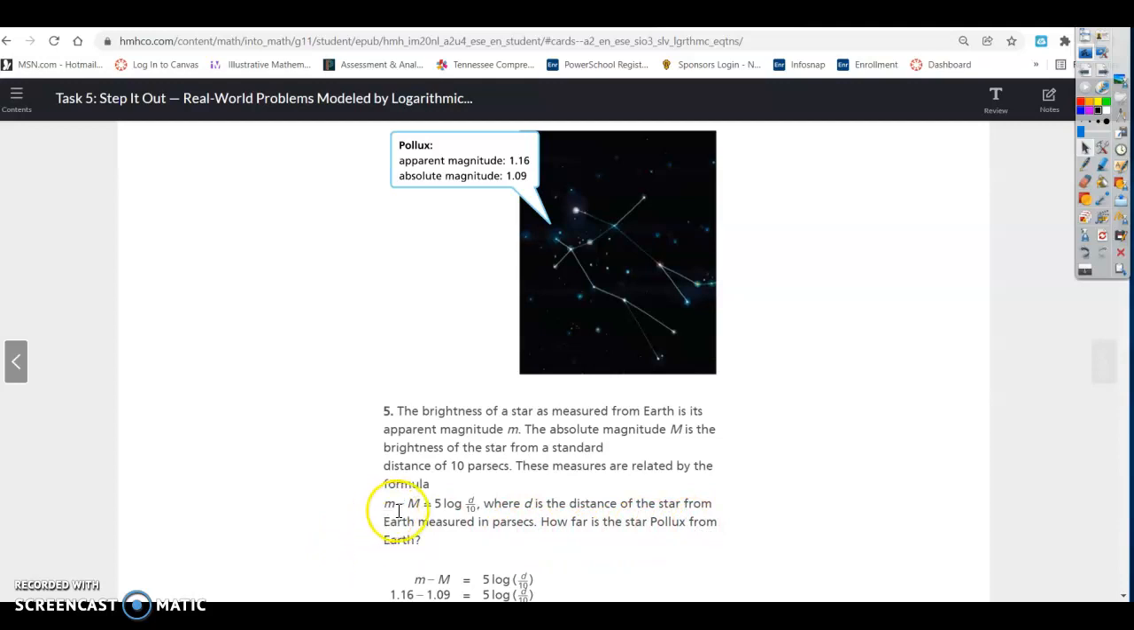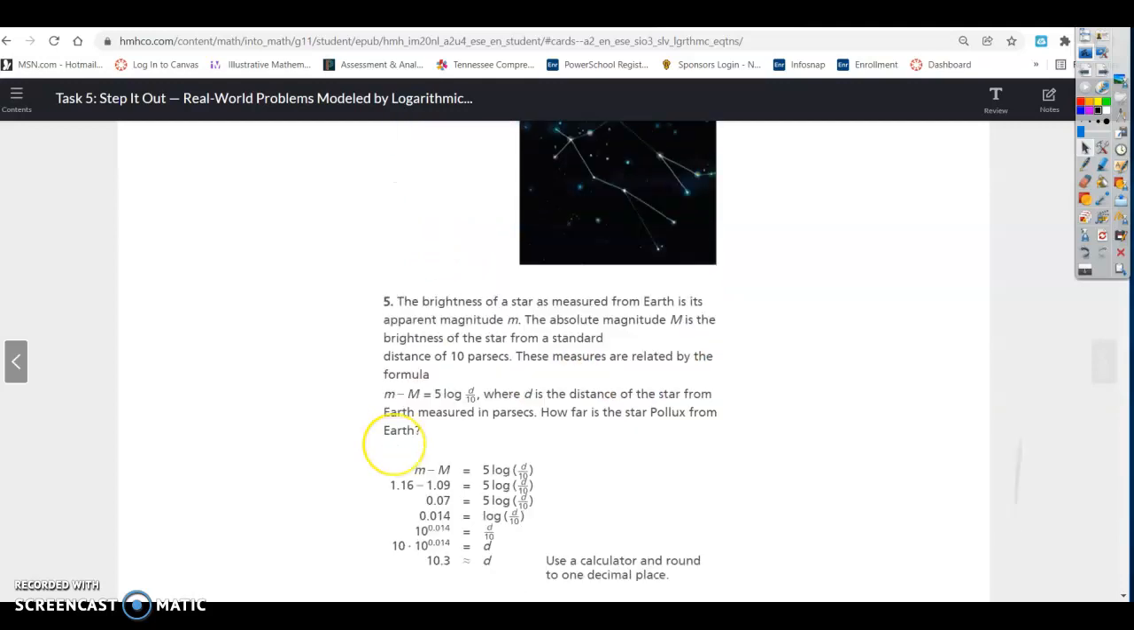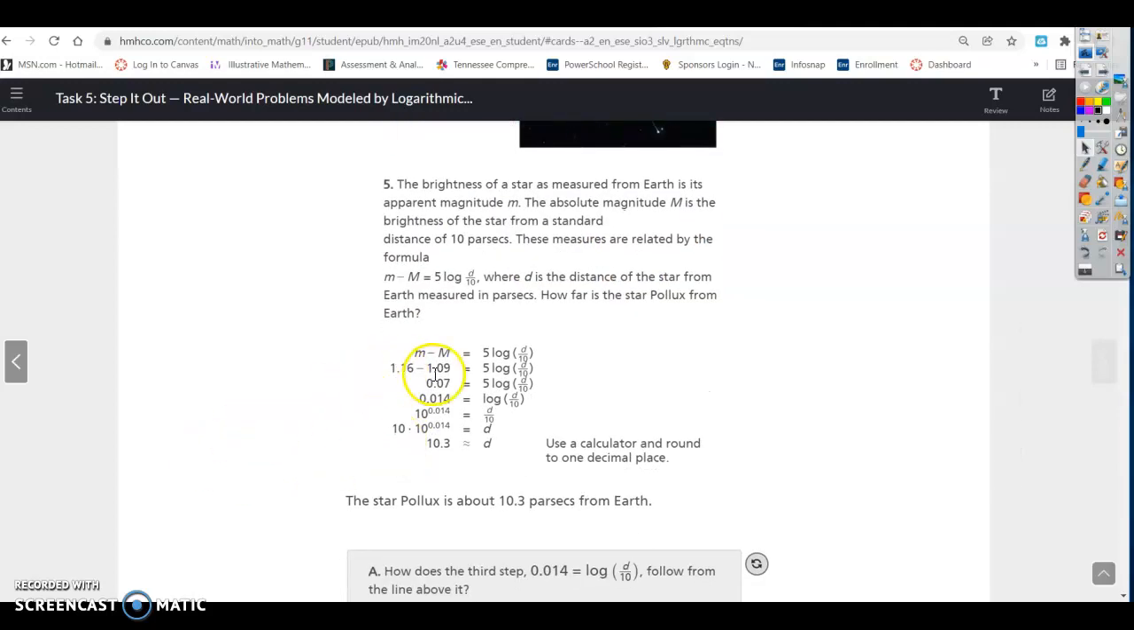All right, so we have lowercase m minus capital M. So it says apparent magnitude is the lowercase m, so that's 1.16, and your absolute magnitude is the capital M, 1.09. So we can take the formula and substitute what's given to solve. So 1.16 minus 1.09, if you subtract those, you're going to get 0.07 equals 5 log of d divided by 10. Then you're going to divide both sides by 5 to isolate the logarithm, and you're going to get 0.014 equals log of d over 10.